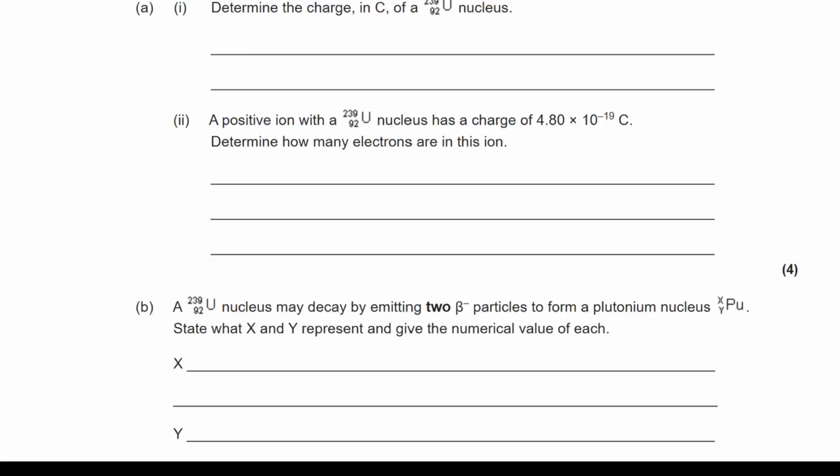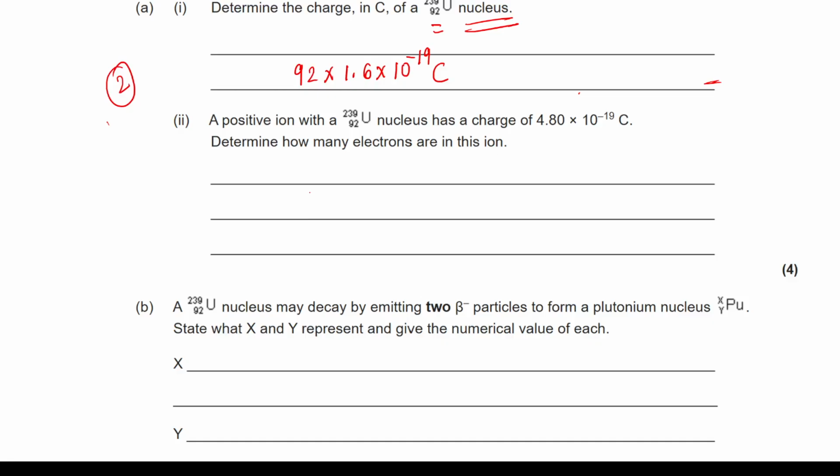Now let's do this one. Again, pause and try to do it yourself. By now you should be able to try it yourself. If you have done that, you can check your answer. Determine the charge. Again, we are determining the charge on the nucleus. Do not make that mistake. The nucleus has only 92 protons, so 92 times 1.6 times 10 to the power minus 19 coulombs. Do not add a negative. Nucleus has a positive charge. This would be a 2-mark question.